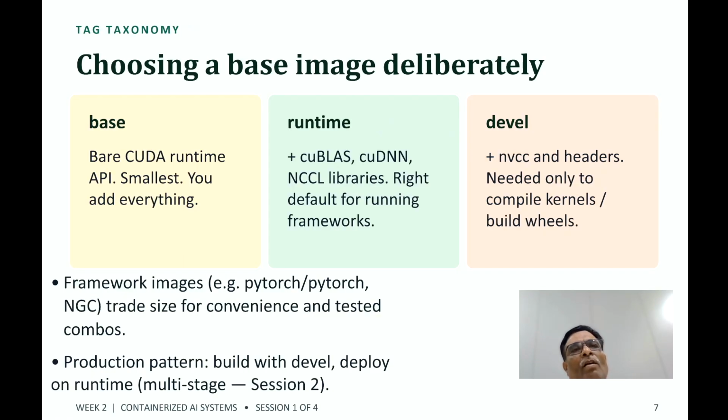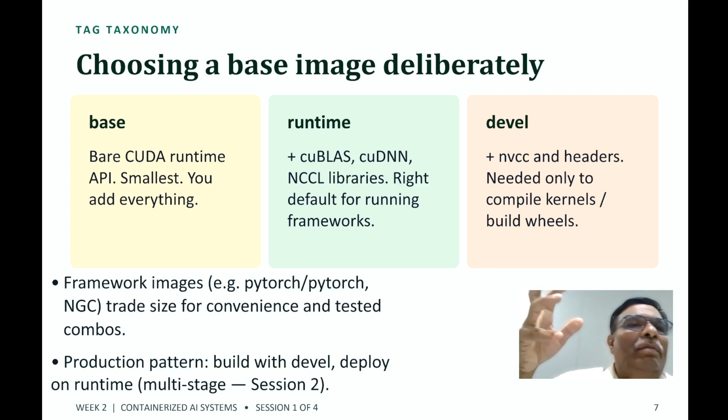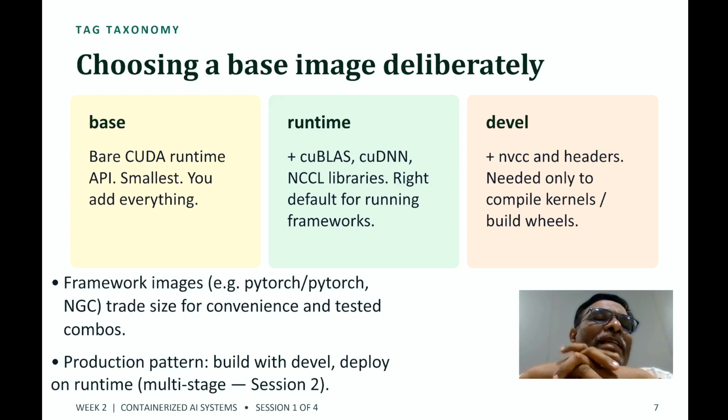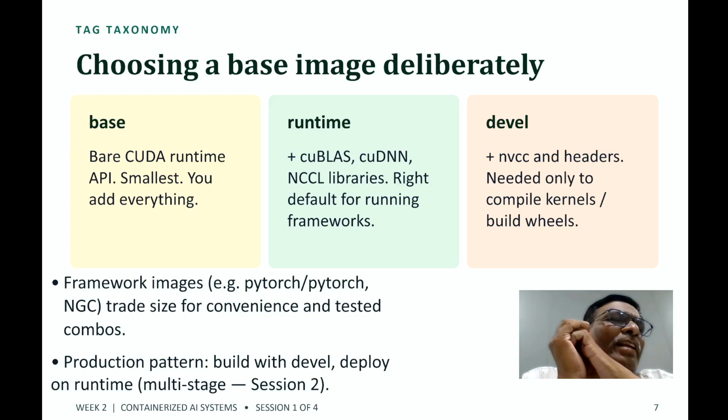So now we are talking of the tags, right? So how do we choose a base image deliberately? What does base mean? Okay, so base basically means the bare CUDA runtime, the runtime API, which is the smallest, and we can add everything onto it. So it is a minimal kernel type of thing, if you can correlate it with the Linux OS, right? It's a very, very minimal base: the bare minimal CUDA runtime API.